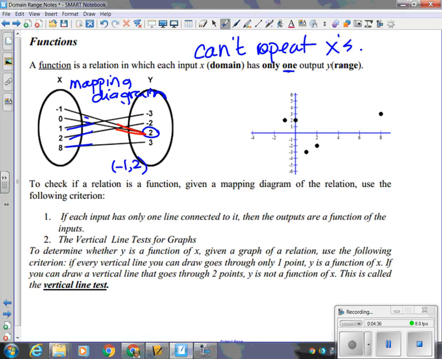That's not a two-way street. You know how sometimes it's a two-way street? Every x can only have one y, but that doesn't mean that every y has what? One x. It doesn't necessarily have to work both ways. This is a one-way street. Every x can only have one y.